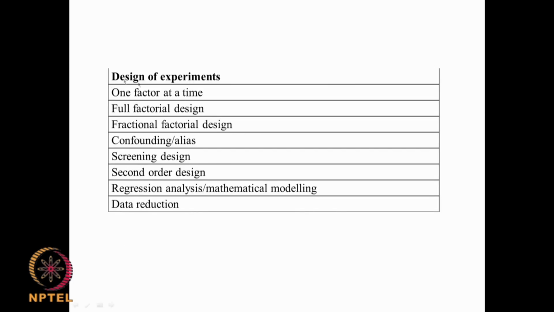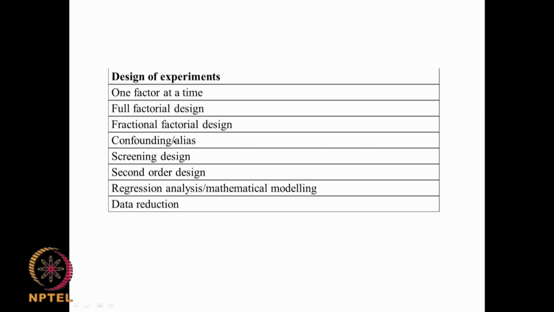Then under design of experiments we are going to look at one factor at a time. How do I change one factor, like if I am changing temperature alone, then after I finish temperature optimization I go to pH alone. So that is called one factor at a time, and then go into a design, full factorial design, where I am changing many factors simultaneously. Then there is something called fractional factorial design, where you are doing a fraction of the full factorial design, that means you are cutting down on the experiments.